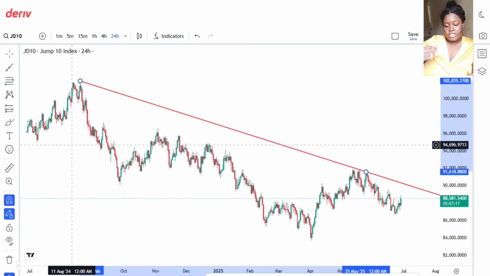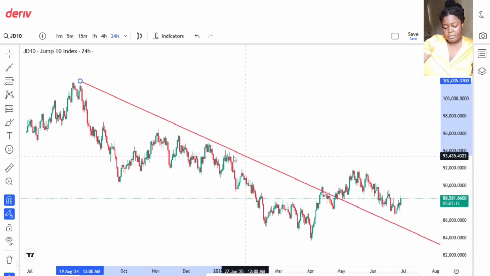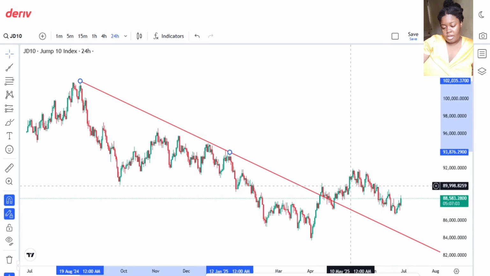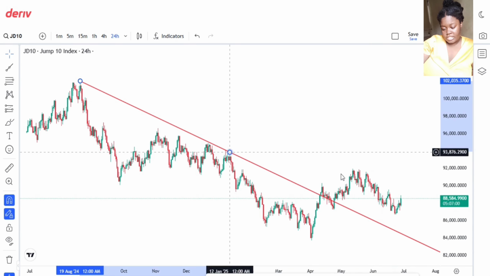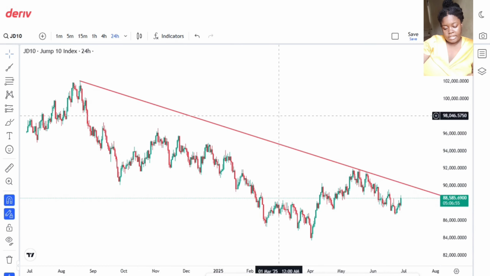I don't want the candles to be all over the place, just like this. If I were to keep the trend line here, then all of these candles would be on the opposite side of the trend, and that's not what we want. So I would involve all these candles on one side of the trend.